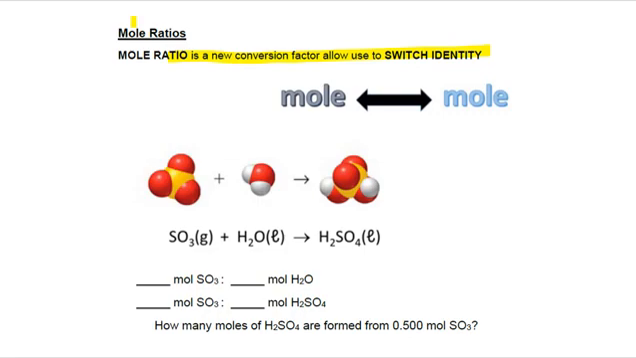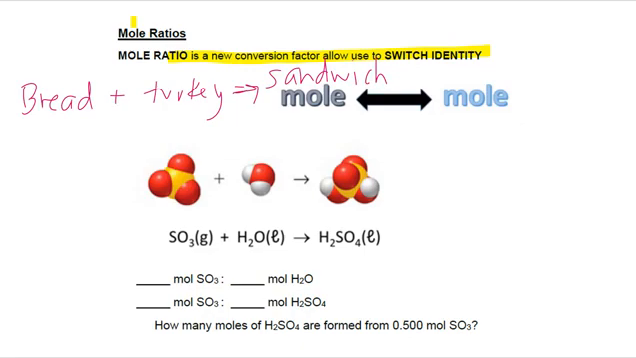So to make a sandwich, I need bread plus turkey to make a sandwich. Okay, how much bread do I need? Well, I need 2 pieces of bread and I need 3 pieces of turkey to make 1 sandwich. So what I just did here was I balanced my equation using these coefficients.